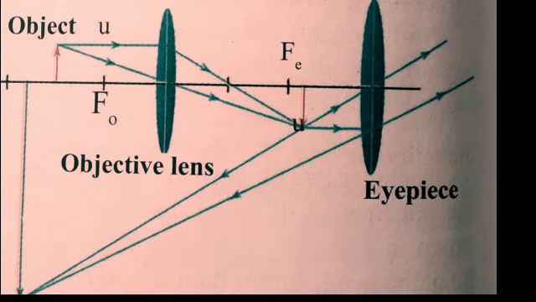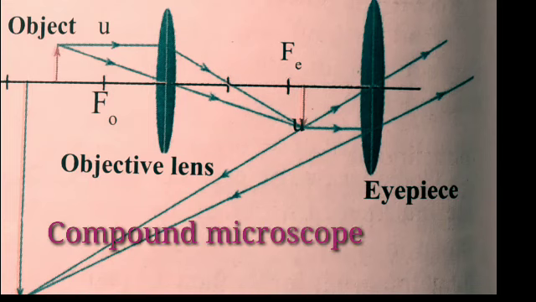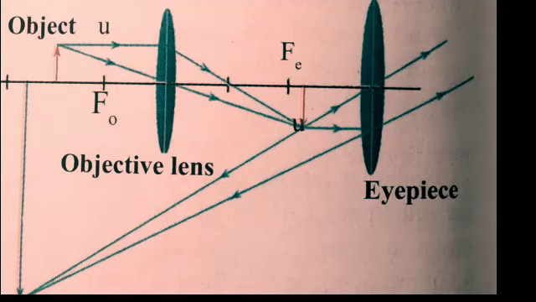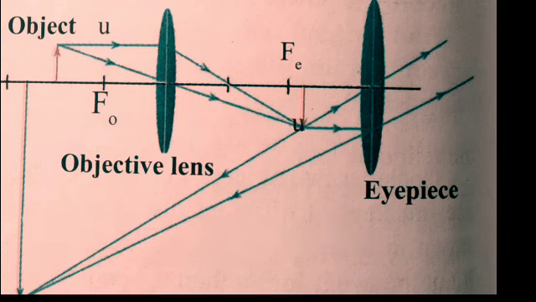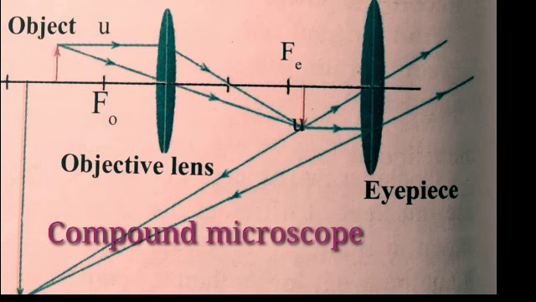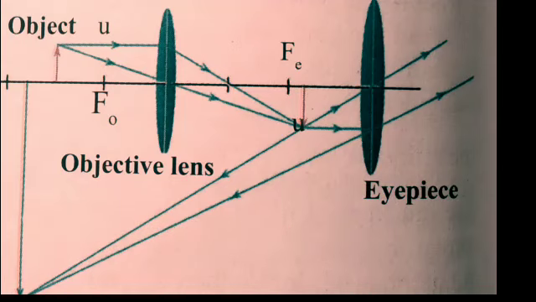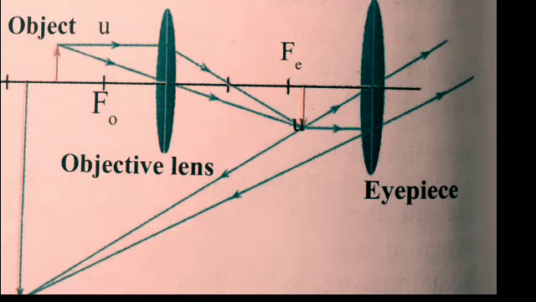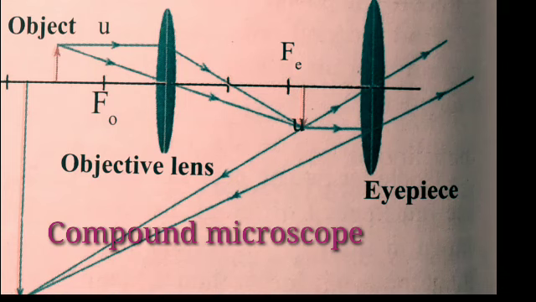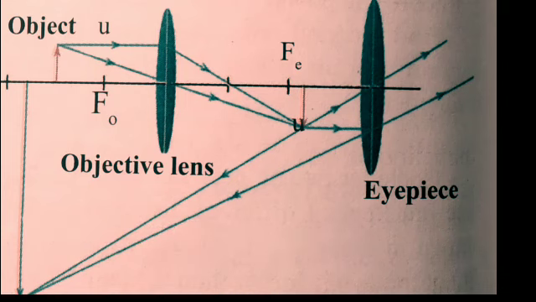A compound microscope is made of two convex lenses, objective and eyepiece. The objective has smaller cross section and smaller focal length. The eyepiece has bigger cross section. Its focal length is also larger than that of the objective. Higher magnification can be obtained by the combined effect of the two lenses.